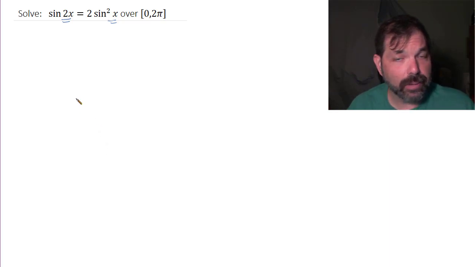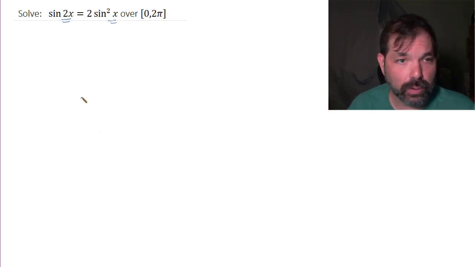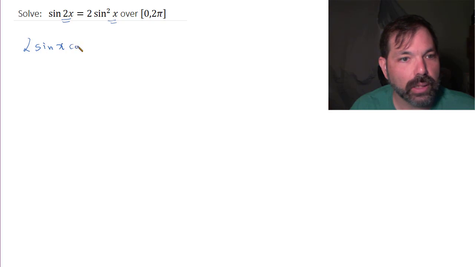So, instead, I'm going to use an identity first. Recall that sine 2x is the same as 2 sine x cosine x. And that's still equal to 2 sine squared x.